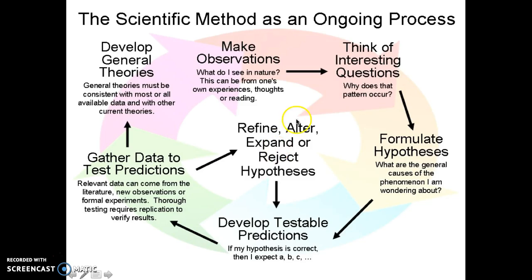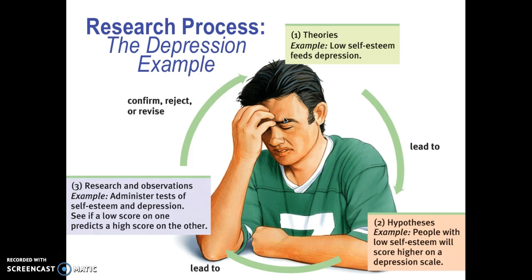All right. So like I said, you guys have been exposed to the scientific method many, many times. So I'm not going to go too deep into this. So we're going to use this as the one example for the research process in psychology. So first, we have a theory that low self-esteem feeds depression, all right? So this leads us to a hypothesis that people with low self-esteem will score higher on a depression scale. So then we are going to administer tests of self-esteem and depression, and we're going to see if a low score on one predicts a high score on the other. We're going to see if there is a correlation.